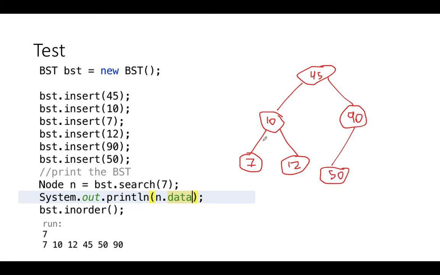If we want to search for 7, the algorithm will try to search here. 7 is less than 45, so it will come here. 7 is less than 10, so it comes here, and 7 equals 7. So this will return this node. So this node n will be pointing to this 7. If I print the data, it will print 7. If I try to print this tree in order, I will get it like this. If you remember, in order: 7, 10, 12, 45, 50, 90.